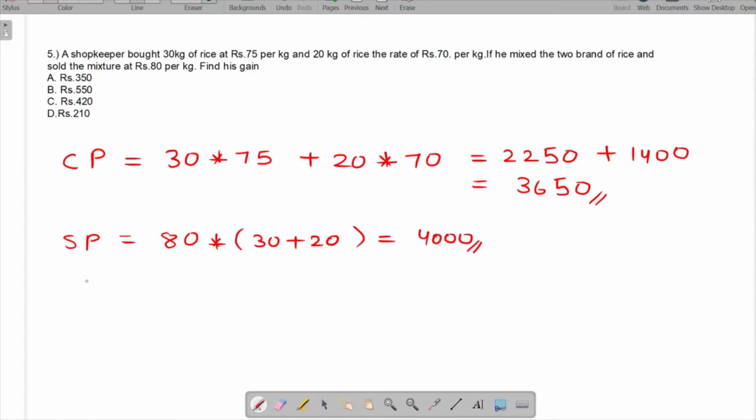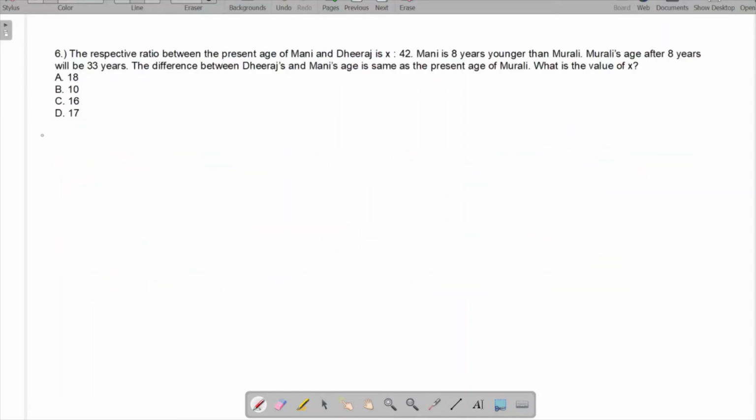So we have to find the gain or profit. So that will be equal to 4000 minus the cost price, which is 3650. So the answer for this will be 350, which is option A. So answer for this question is option A. So let's now see the next question.